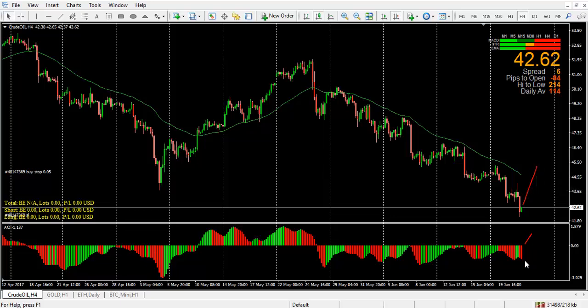But if the awesome oscillator is still not curled up and the price closes above the 50 moving average, that is not to be considered a valid signal. That will be an invalid buy entry.